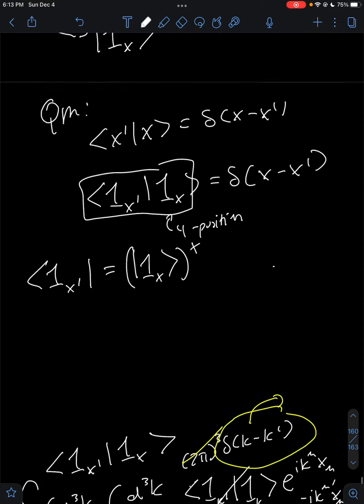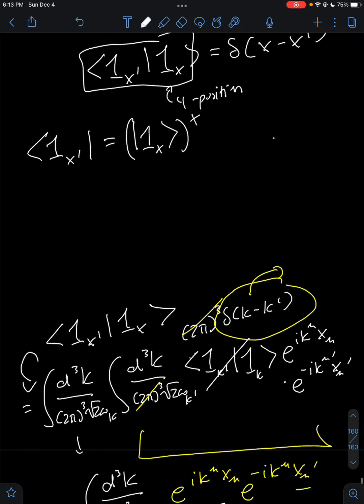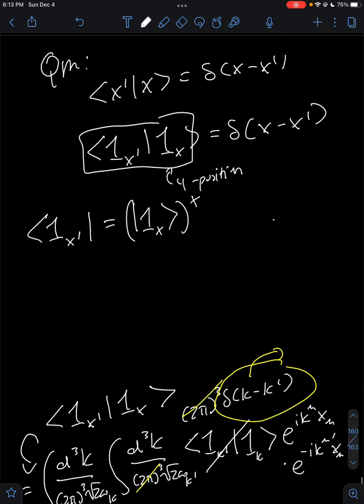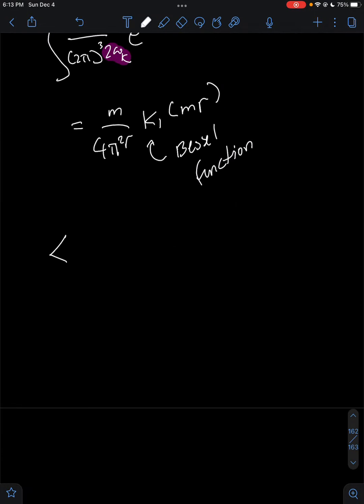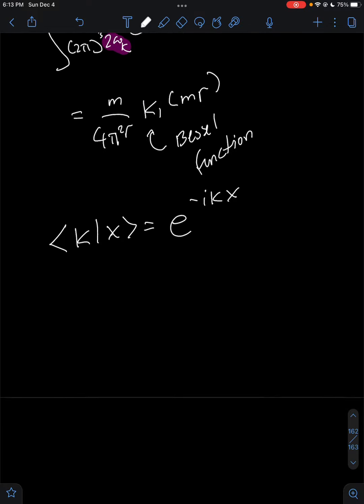So, even though it's not a delta function, it does still kind of act like one, because remember from quantum mechanics, we know that the momentum eigenstate times the position eigenstate, that was a plane wave, right? I think it was e to the minus i k x. Or i k x, I can't remember which one it is. I think it's e to the minus i k x.